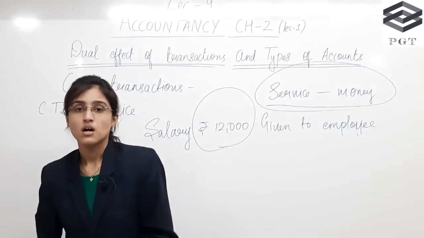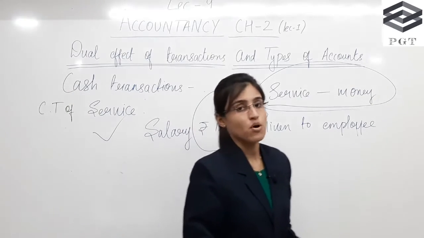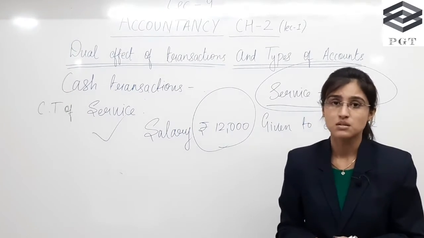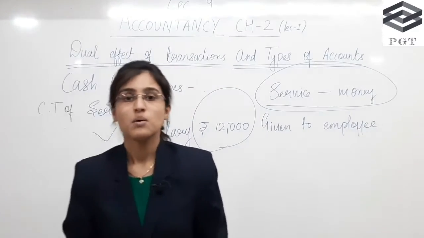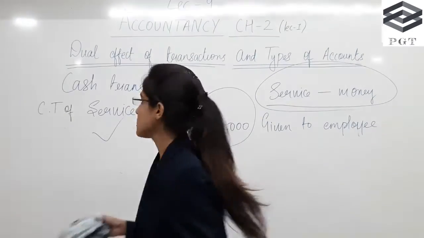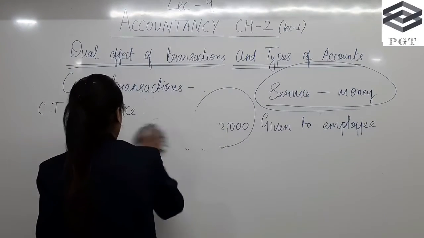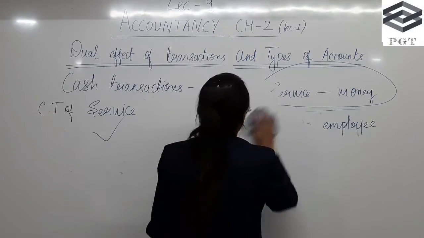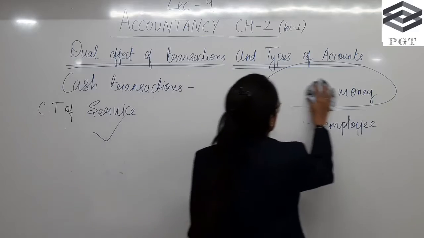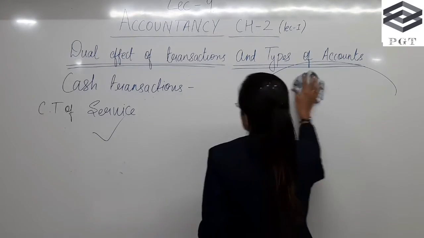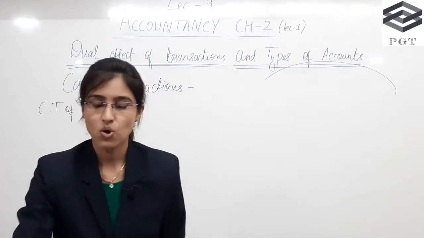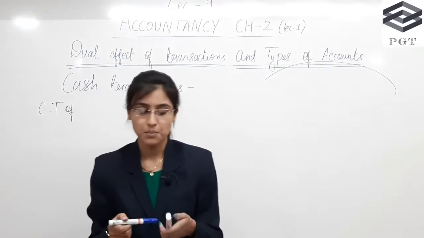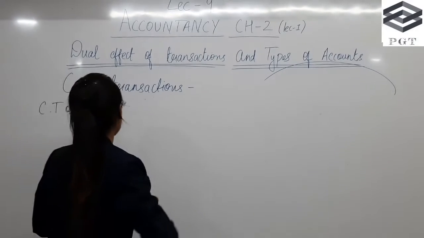Then the fourth and last type of cash transaction is a transaction of receivables and payables. Yes, the one that we are going to understand. This point is given on the next page. Cash transaction of receivables and payables. Let us understand.